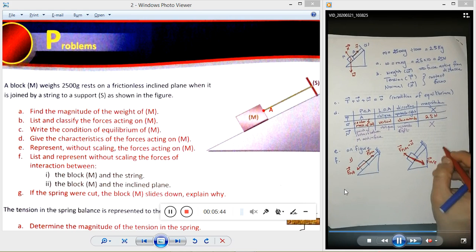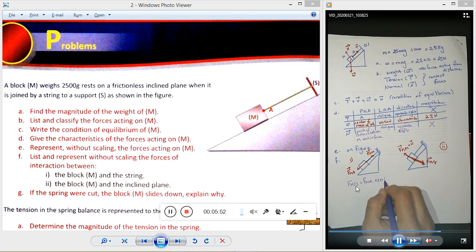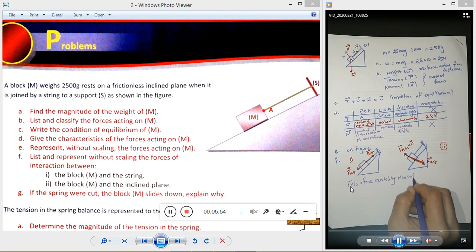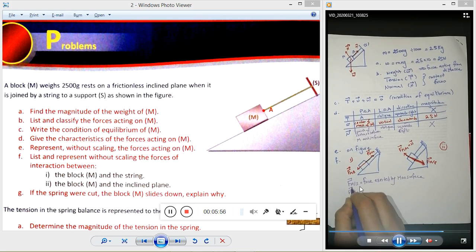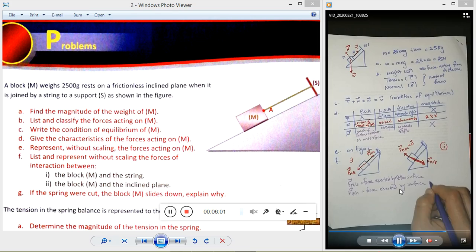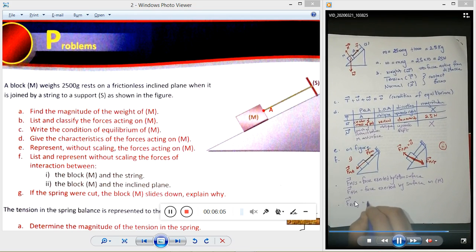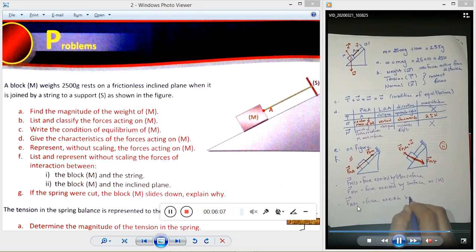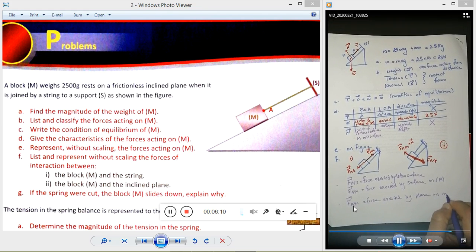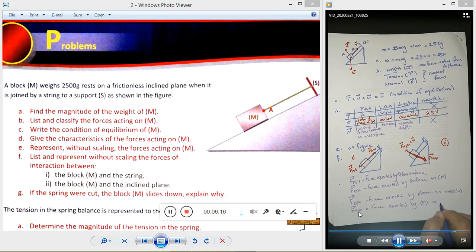Part G, if the string were cut. Okay. Oh no, first I will name the forces. F M over P is the force exerted by the mass M on the surface. F P over M is the force exerted by the plane P on M, the block M. This is the second part. F P over M is the force exerted by the plane on the mass, while F M over P is the force exerted by the mass on the plane.